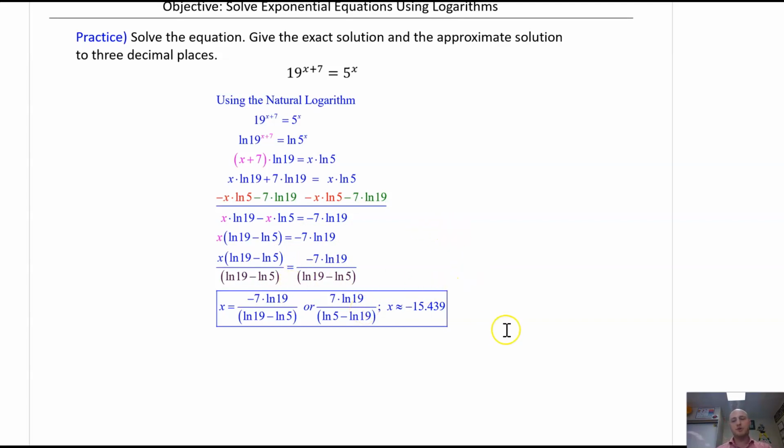So you should end up with the solution negative 15.439. You might end up with a different exact solution if you moved this x natural log of 19 over to the right instead, if you just subtracted. Then you may end up with this answer, 7 natural log of 19 divided by natural log of 5 minus natural log of 19. Okay. All right.